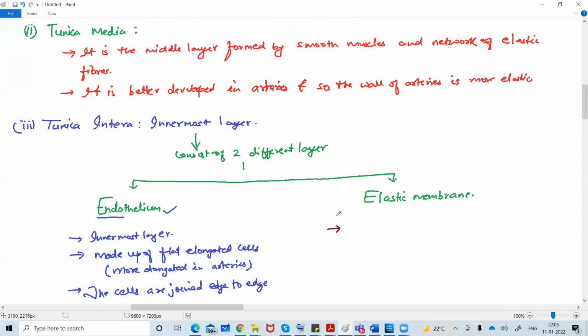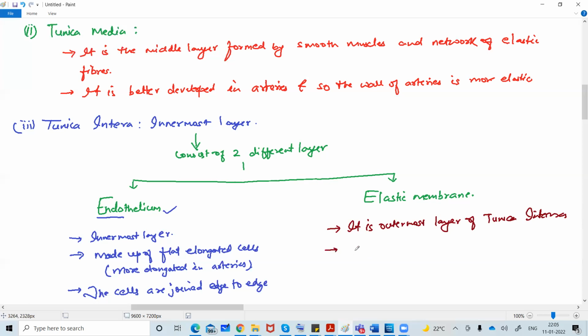Whereas the elastic membrane is the outer layer of tunica interna. So once tunica interna begins, the first thin layer present outside is the elastic membrane. So you can say the first point is that it is the outermost layer of Tunica Interna.